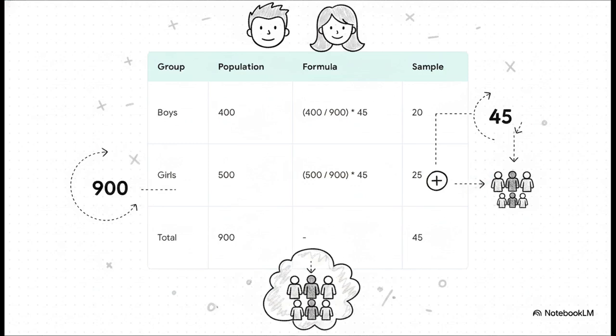To figure out exactly how many boys should be in that 45-person sample, we use a simple proportional formula. Take the total number of boys, 400, and divide it by the total population, 900. Then multiply that fraction by our target sample size of 45. The result? Exactly 20 boys. Then we just do the exact same thing for the girls layer. 500 divided by 900 multiplied by 45, which gives us 25 girls. Combine them, 20 boys plus 25 girls, and boom, we have a perfectly balanced, proportionally accurate sample of 45 students. No statistical bias, just perfect mathematical representation.